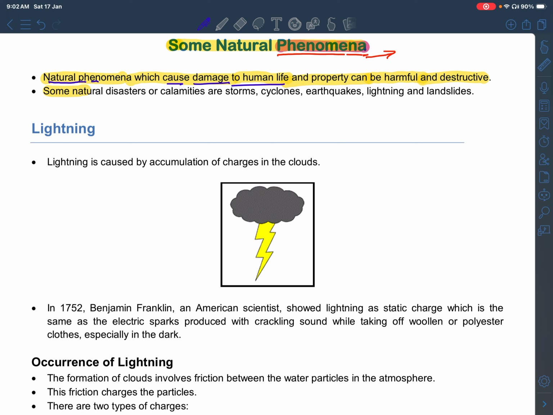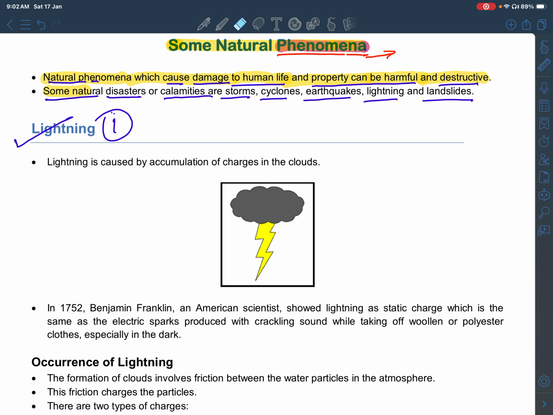which cause damage to human life and property can be harmful and destructive. So the some natural disasters, it means that lead us some hazardous effect, जिससे हमें नुकसान होता है, काफी हैवी डैमेज होते हैं. So calamities are storm, cyclones, earthquake, lightning, and landslides. Okay, so one of them we will start now. The first one that is lightning.